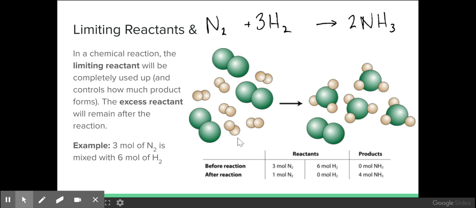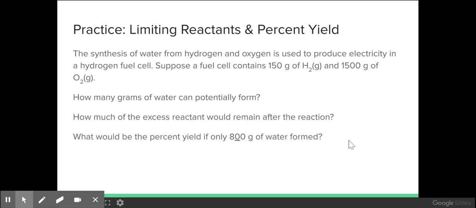So at the end of this reaction, it makes sense that I should have some nitrogen left over because it is the excess reactant, whereas the hydrogen is completely used up. And you can see here I have some N2 floating around because it hasn't been entirely consumed.